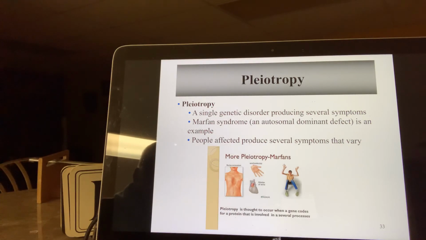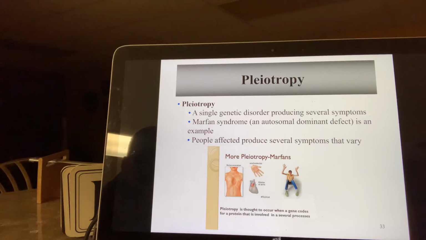Pleiotropy is a condition where you get a genetic abnormality that doesn't just affect one thing. For example, the ability or lack of ability to roll your tongue is just a single symptom, a single phenotype. You can either roll your tongue or you can't. But there are some genetic conditions that can affect many different parts of the body.